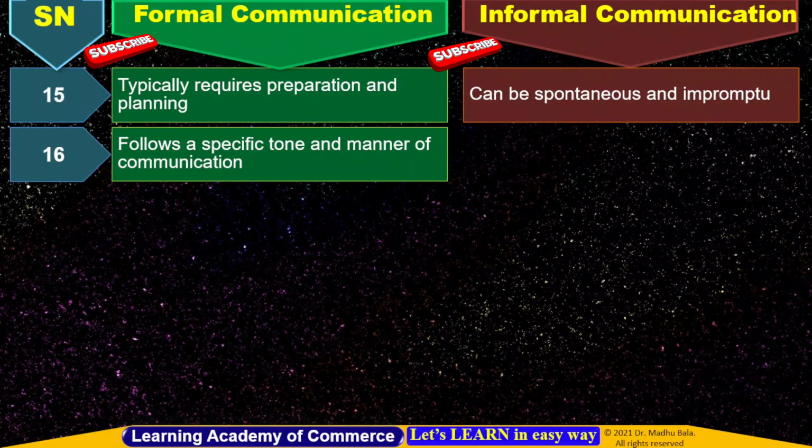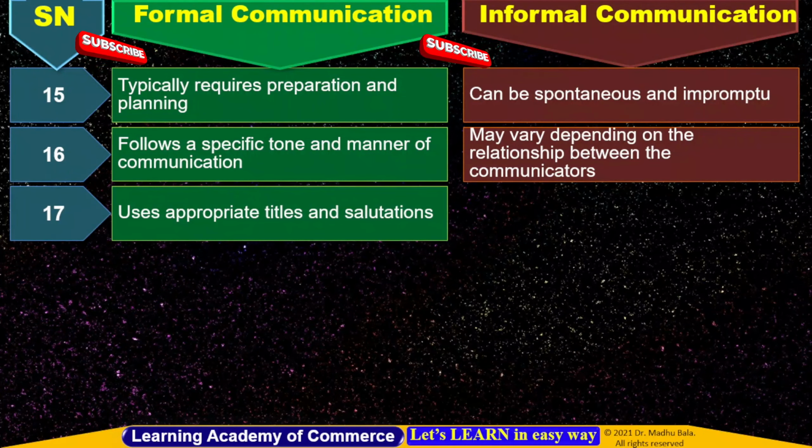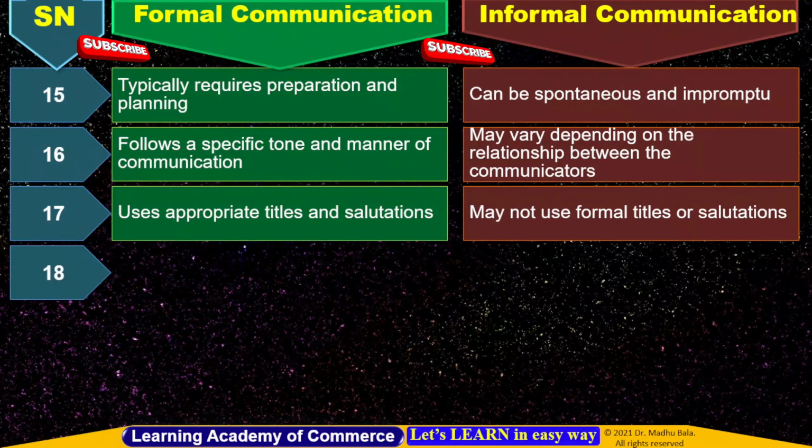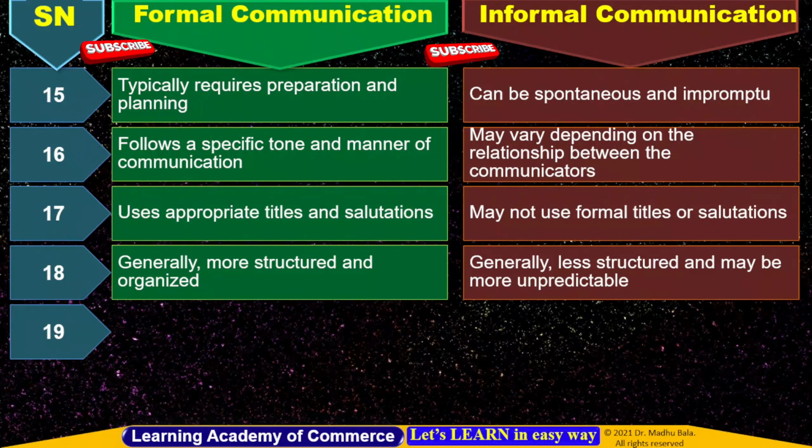Formal communication follows a specific tone and manner of communication, while informal communication may vary depending on the relationship between the communicators. Formal communication uses appropriate titles and salutations, while informal communication may not use formal titles or salutations. Formal communication is generally more structured and organized, while informal communication is generally less structured and may be more unpredictable.